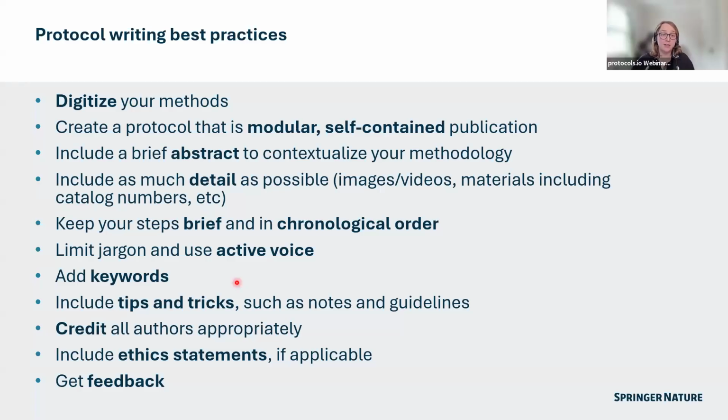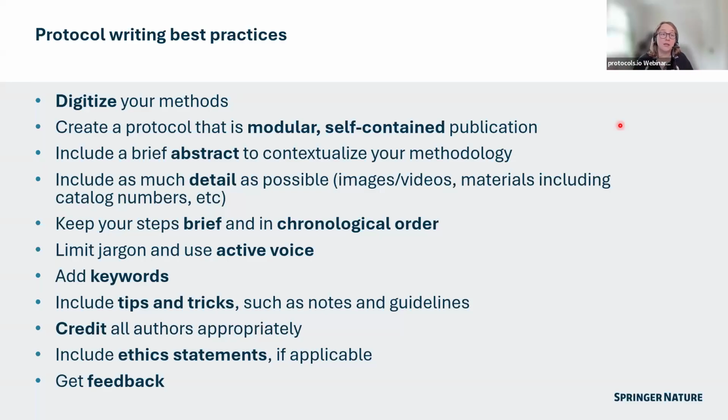One is to digitize your methods, which is easy to do with Protocols IO. Another is to make the protocol modular and self-contained. This means that you don't want your protocol to require others to have access to other papers, other publications. You should include references for any protocols or papers that you pulled from, but people shouldn't need to go and find another publication, especially one that's behind a paywall, to be able to complete the protocol, or the protocol shouldn't be hidden in the method section or supplemental information of an existing publication.